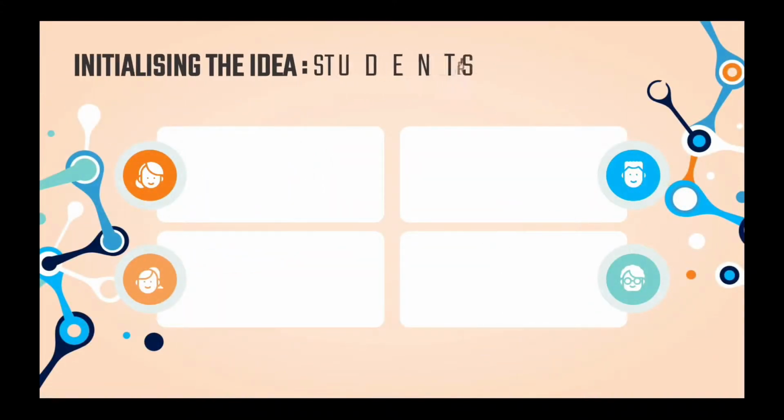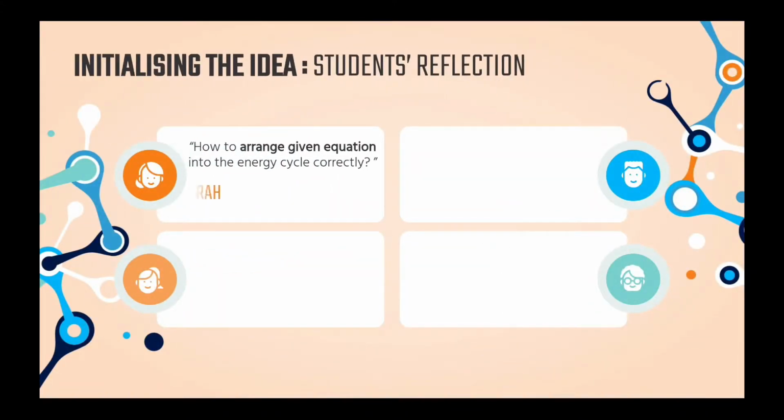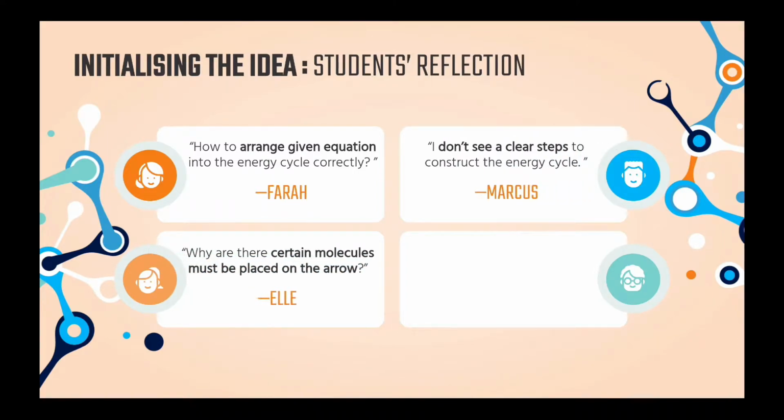This project was initiated upon finding out students' concern regarding the topic Hess's law. A student said, how to arrange given equation into energy cycle correctly. Another student said, I don't see clear steps to construct the energy cycle. Why are there certain molecules that must be placed on the arrow? And the last one, there are too many information and I don't know where to begin. These are some of the concerns shared by the students.